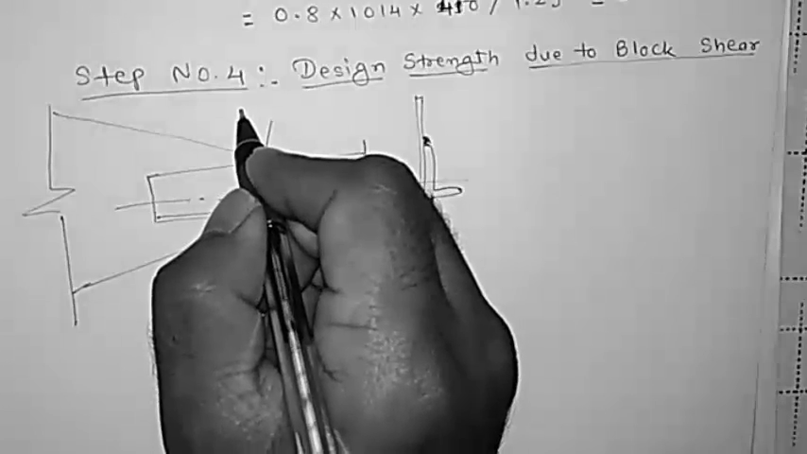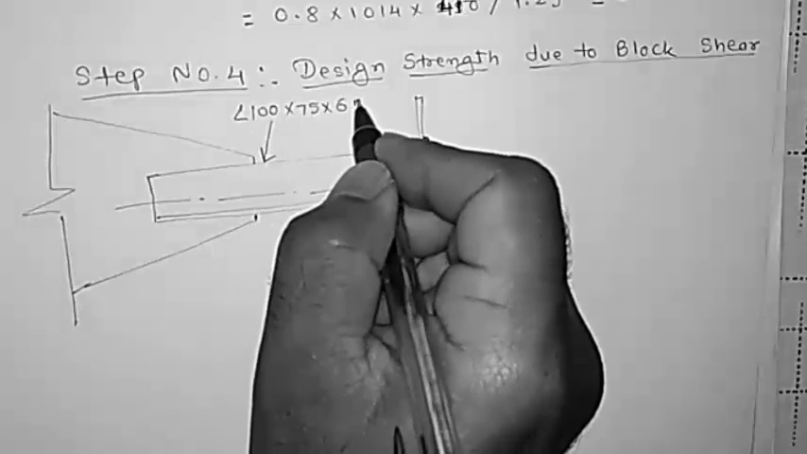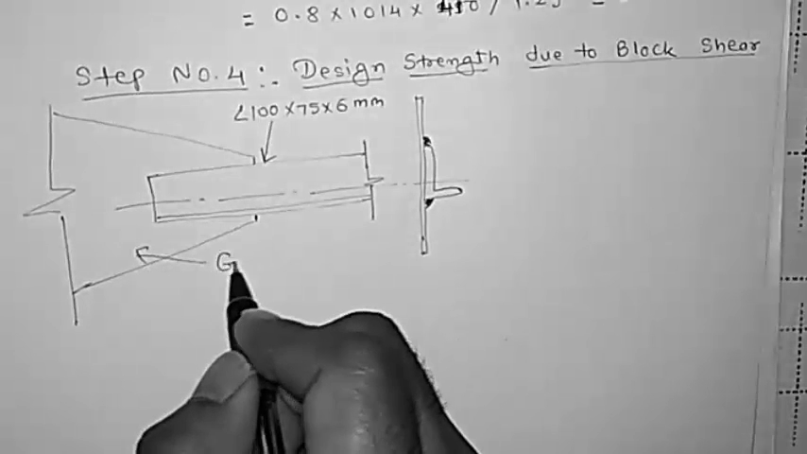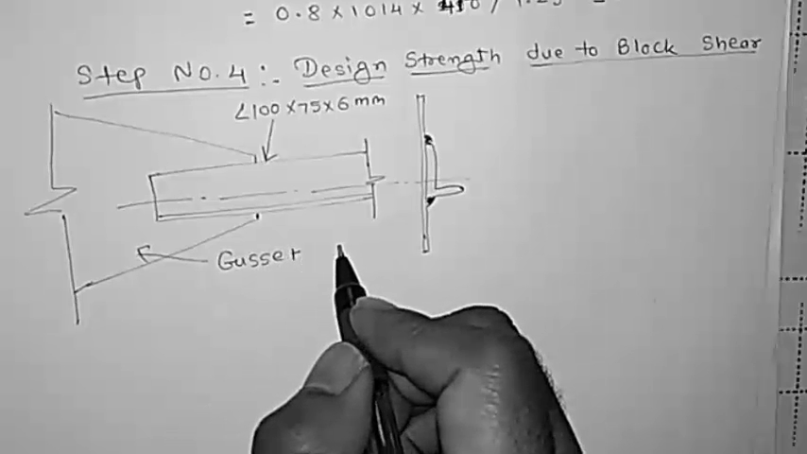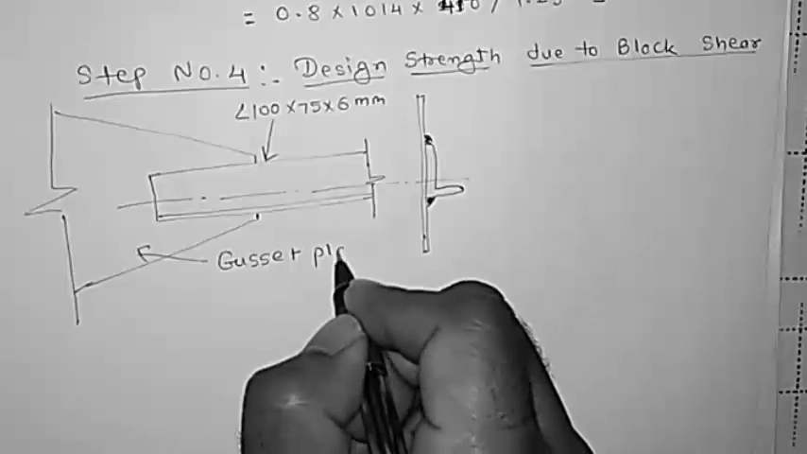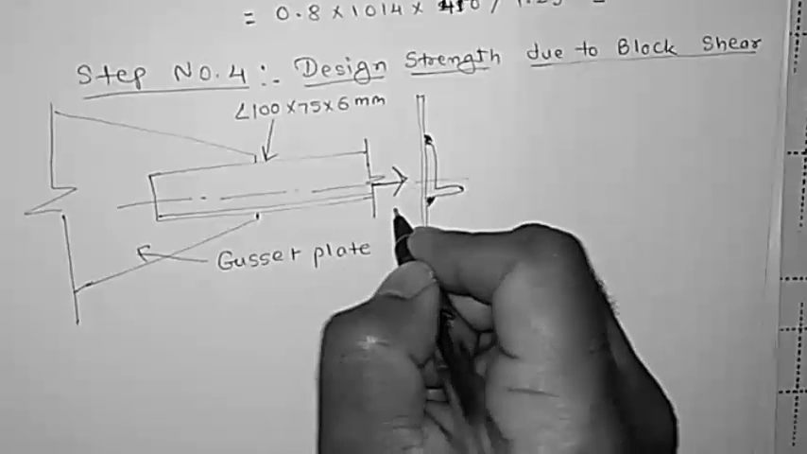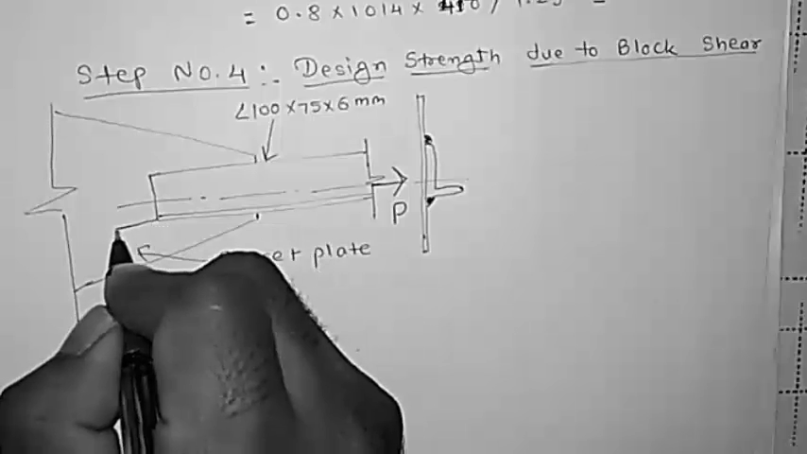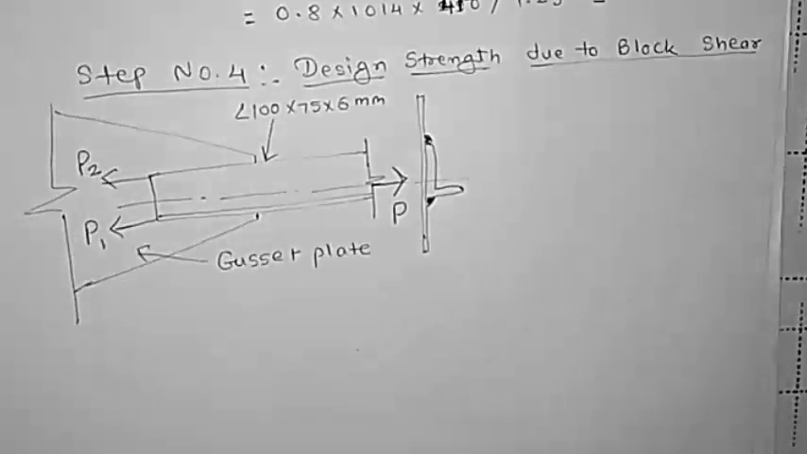So this is your section 100 by 75 by 6 mm, and this is your gusset plate. Now you have this tensile force. Because of this you need to just design at this part what is the force coming out to be and what is the force coming out to be.